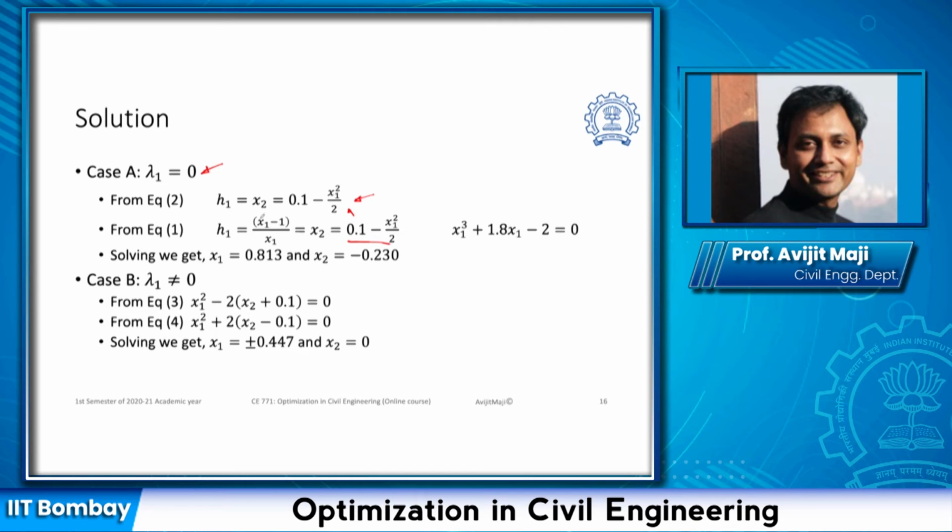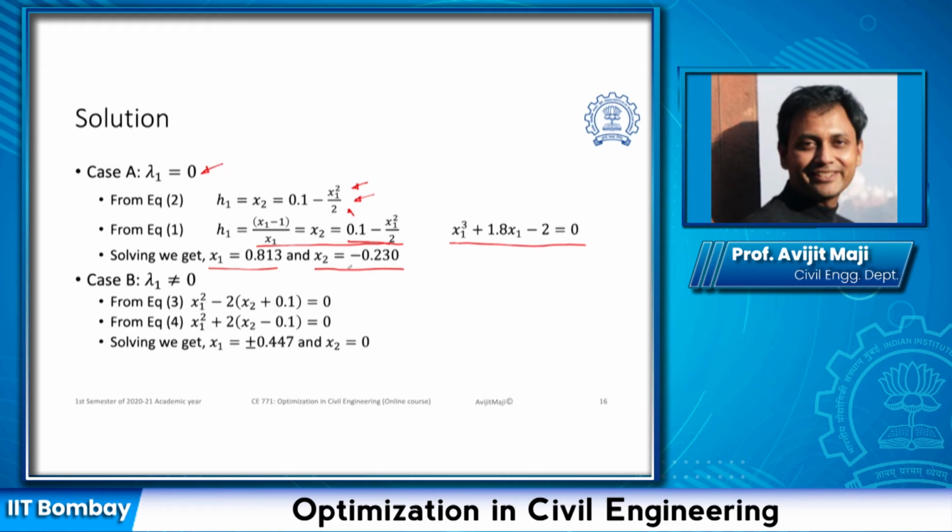Then we have an equation of x1 term only, and this is going to be a third order polynomial of this nature. If we try to find the real root of this design variable, we can obtain the value x1 as 0.813, and if we replace it in this equation, we can easily obtain the x2 value as negative 0.230. So this is one of our values.